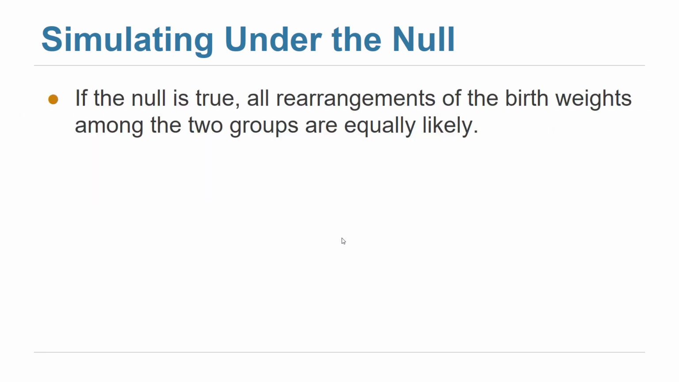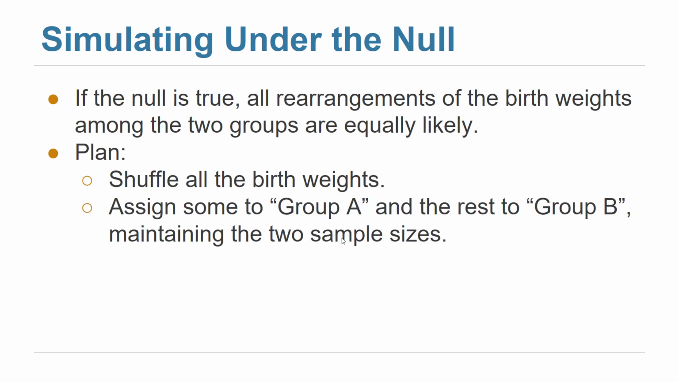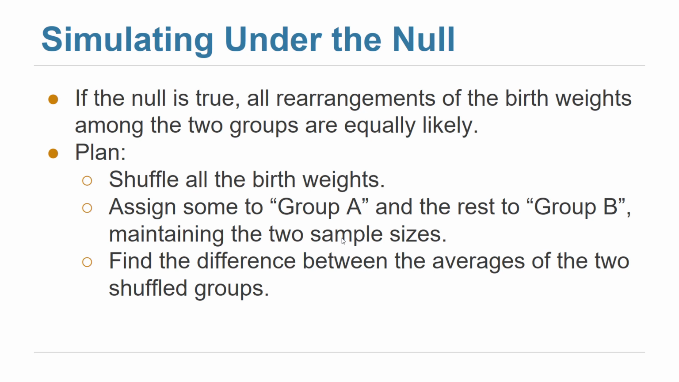Okay, stating that in a more formal way, if the null is true, all rearrangements of birth weights among the two groups are equally likely. So the plan is to first shuffle all birth weights, or equally shuffle the labels, doesn't matter. Assign some of the mothers to group A and the rest to group B, maintaining the two sample sizes. And one way of maintaining the two sample sizes is just to shuffle either the weights or the labels. Find the difference between the averages of the two groups, and repeat that multiple times as we did before. So that is the plan.